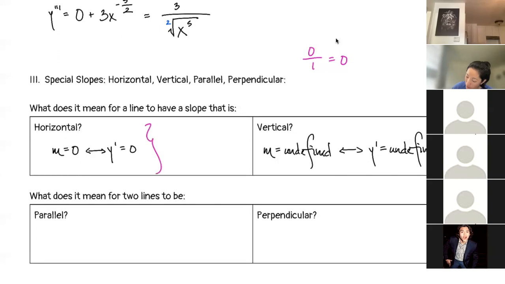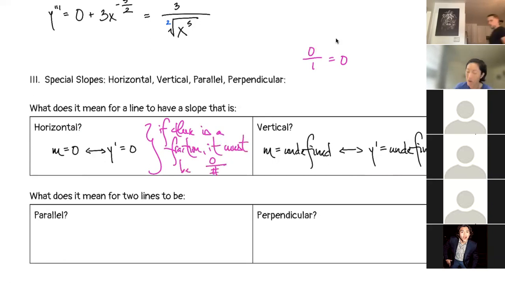So when we're talking about horizontal lines, if there is a fraction, it must be 0 over some number. Okay, so if we get a slope of 0 and somehow that came from a fraction, it means that our numerator must be 0, or we have to have 0 on the top of that fraction. Okay.